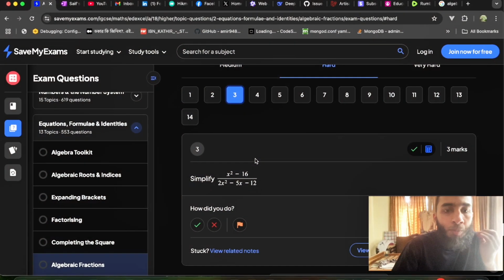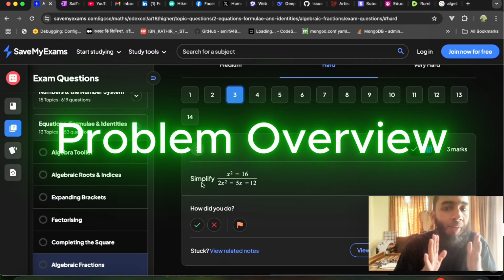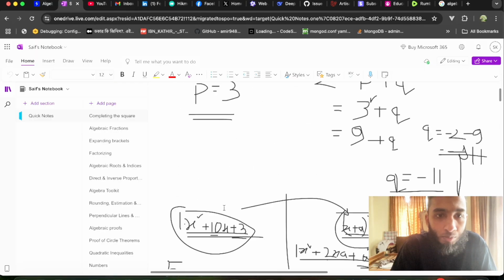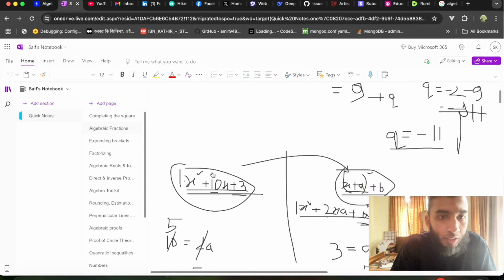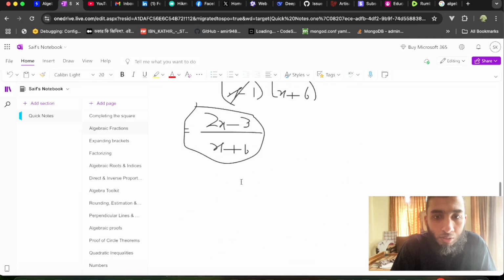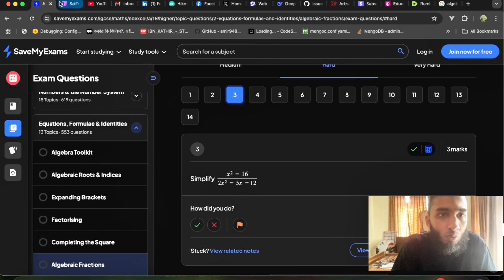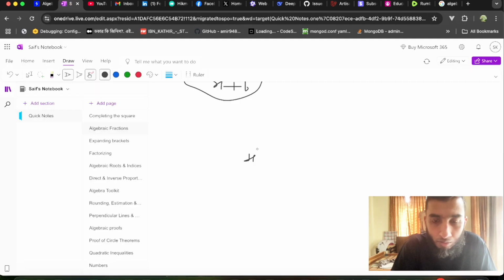I'll focus on problem number 3, which states you have to simplify this expression: x square minus 16 divided by 2x square minus 5x minus 12. Using my pen tool, the expression is x square minus 16 divided by 2x square minus 5x minus 12.